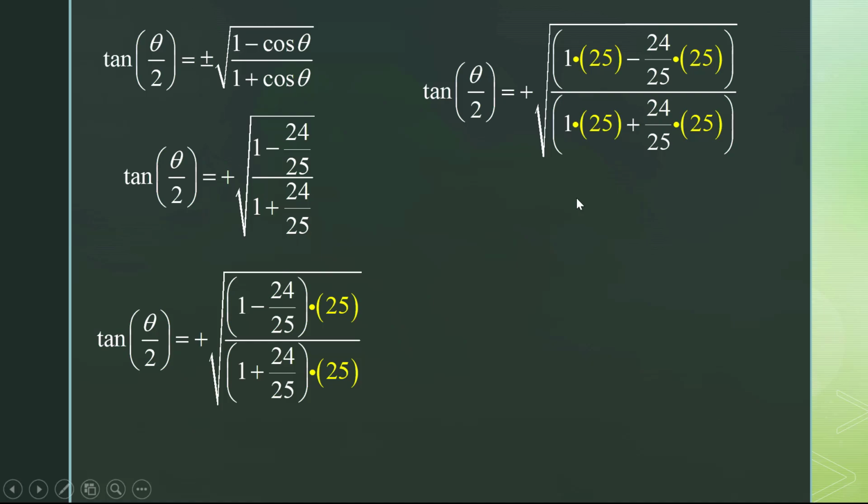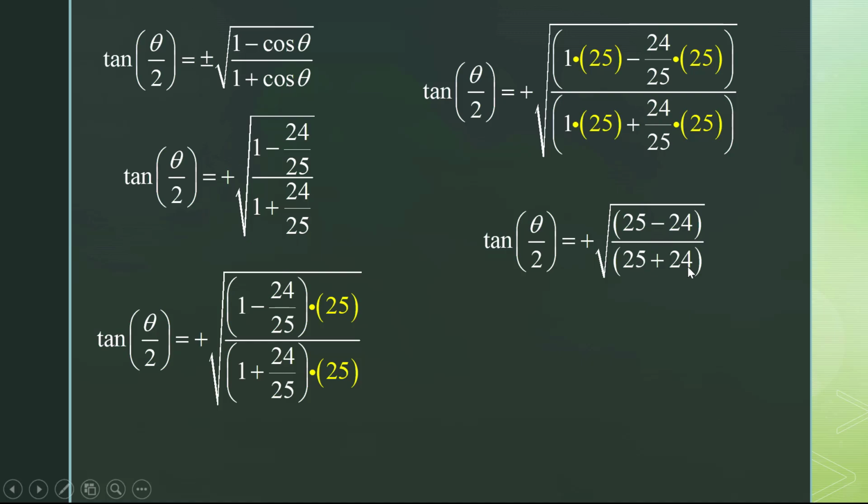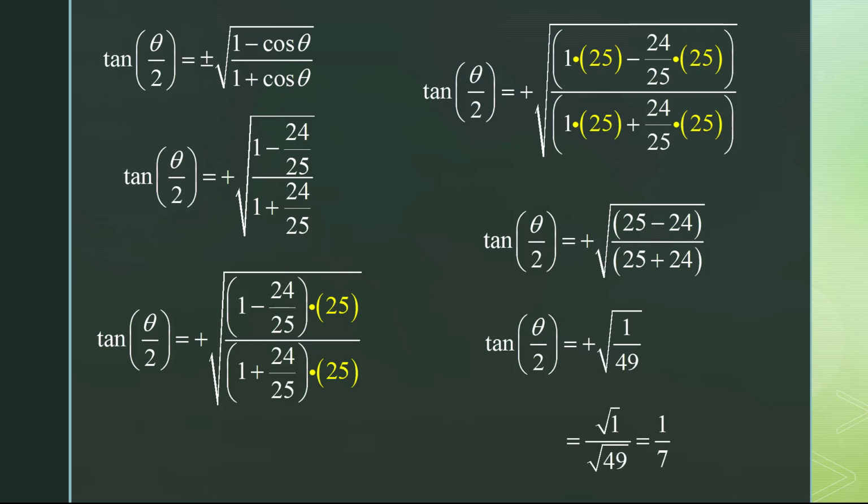All right, so I've actually distributed the 25 to each of these terms. And when I simplify, we get 25 minus 24 up top and 25 plus 24 on the bottom. And so this becomes the square root of 1 over 49. That radical can be distributed to the numerator and denominator. So we have the square root of 1 over the square root of 49, and our final answer is 1/7.